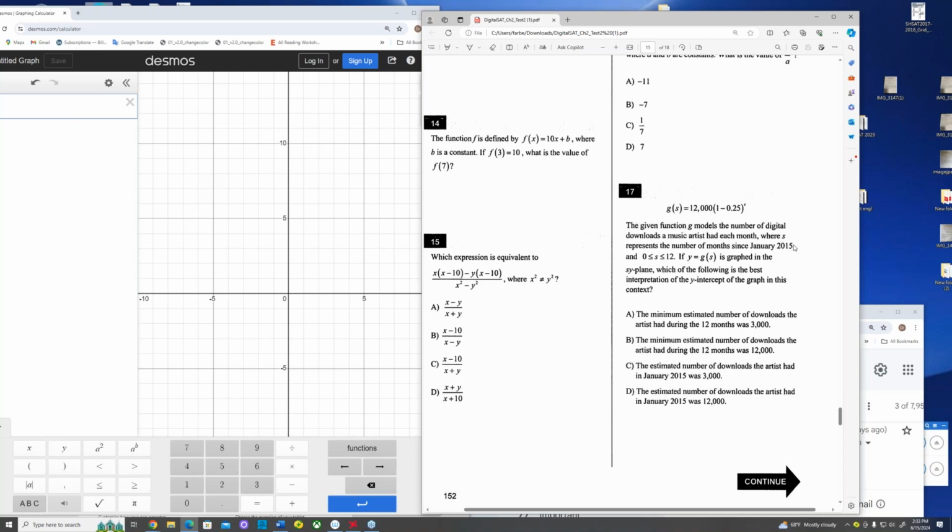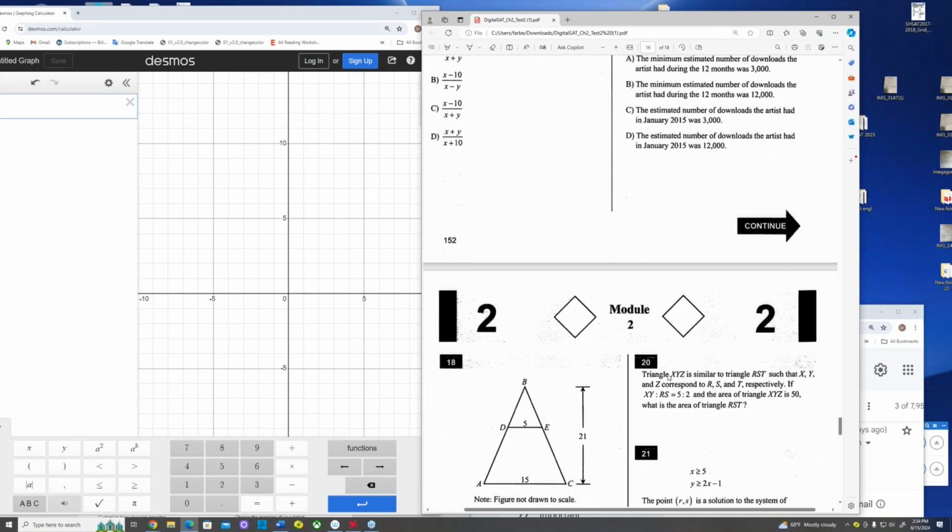So if January 2015 is the starting point, it means this left border. So when the left border equals 0, any value in parentheses to the power 0 is 1. And my function becomes, when s equals 0, this January 2015, my function becomes 12,000. The answer is D, the estimated number of downloads the artist has in January 2015. Straightforward.